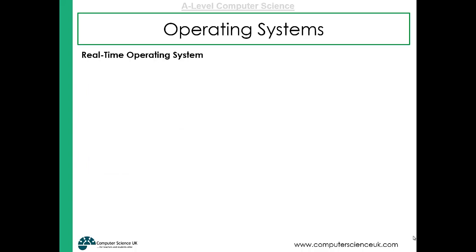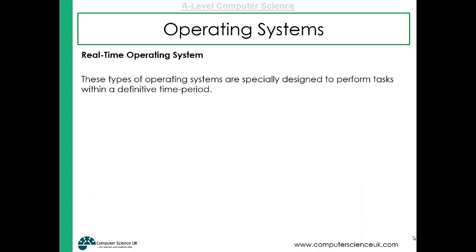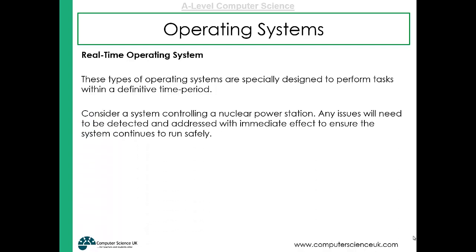Okay, a real-time operating system. So a real-time operating system is one where it is time critical. So they're specifically designed to perform tasks within a definitive time period. So if you think about a system that controls a nuclear power station, any issues that are detected have got to be responded to immediately to ensure that the system continues to run safely.